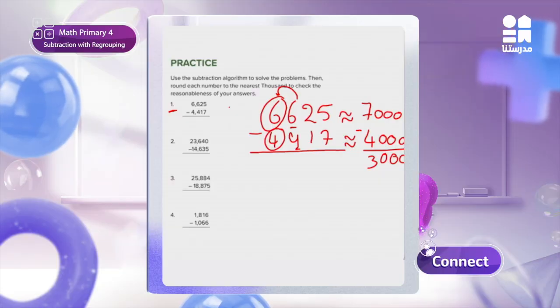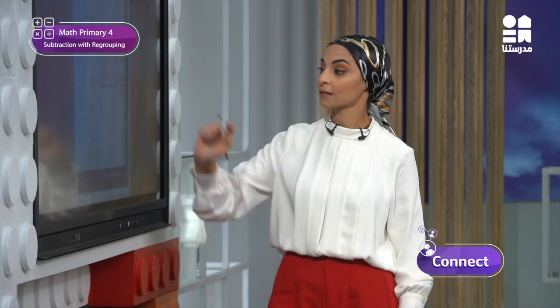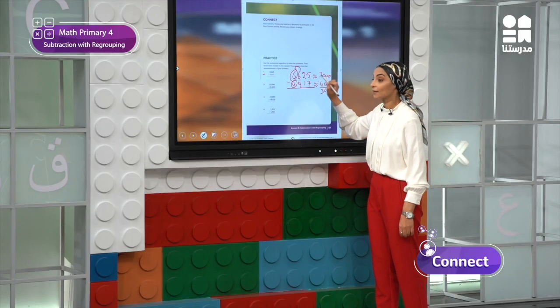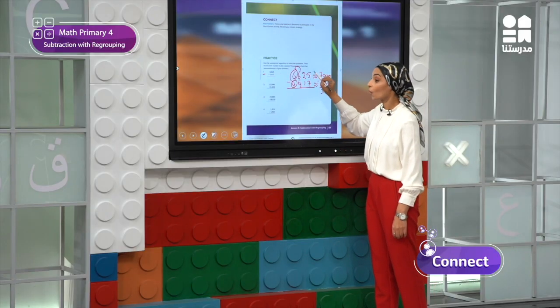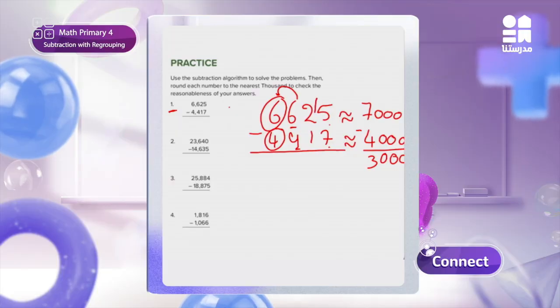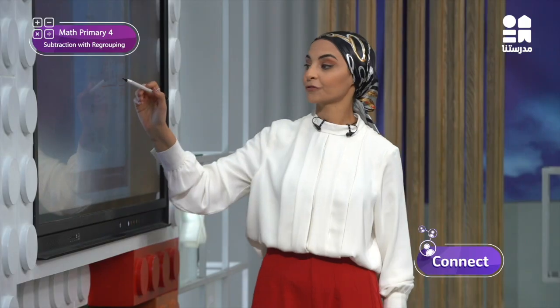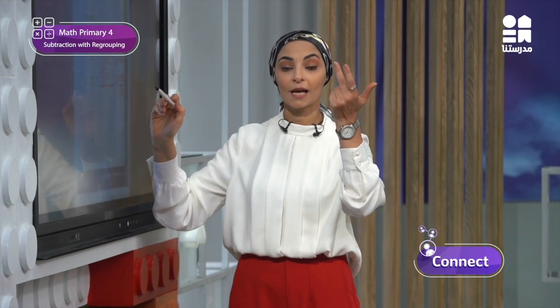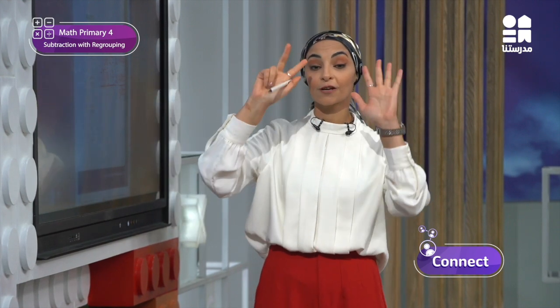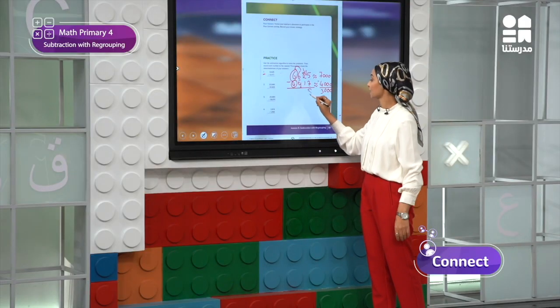Now, can I subtract 7 from 5? Of course, no. So, I need to regroup. What does regroup mean? I will take 1 from the tens. 1 from the tens means 10 ones. 1 ten means 10 ones. So 5 will be 15, 2 will be 1. Now, can I subtract 7 from 15? Of course, yes. After 7, 8, 9, 10, 11, 12, 13, 14, 15. So, I'll put 8 here.